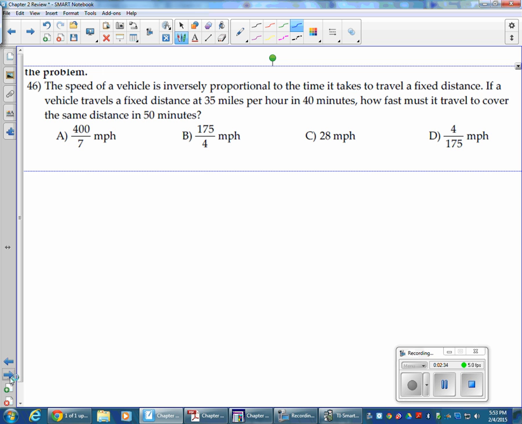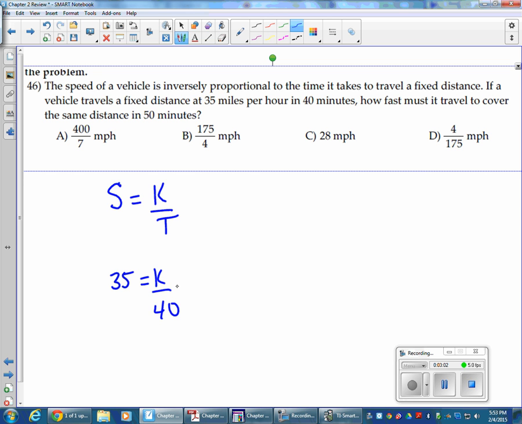Number 46 is a word problem. Your favorite. The speed of a vehicle is, so I'm going to put S equals k divided by t, inversely proportional to the time that it takes to travel a fixed distance. If a vehicle travels at 35 miles per hour, that's the speed, in 40 minutes, how fast must it travel to cover the same distance in 50 minutes?